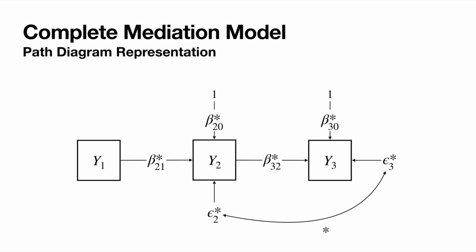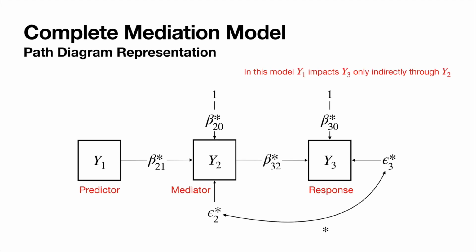Now here is a model that is called a complete mediation model. And so we see here that we have our predictor, y1, we have our response, y3, and we have our mediator, y2. In this model, however, y1 impacts y3 only indirectly through y2. And so because y1 can impact y3 only indirectly, through the mediator y2, we don't have a direct path from y1 to y3. This is called a perfect mediation model or a complete mediation model.